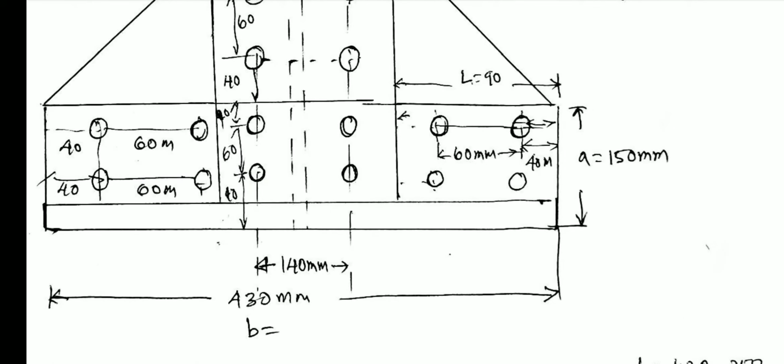So 430 minus 250, divided by 2, gives this length. This length is only 90 mm, while our minimum requirement of edge distance is 40. If you arrange 2 bolts here, you get 90 mm, 60 mm. So 60 plus 40 gives 100 mm. So you will get a distance of 100 mm.